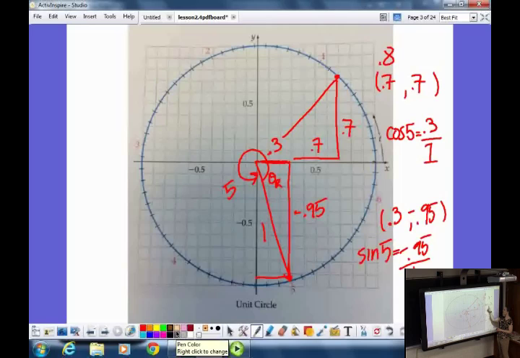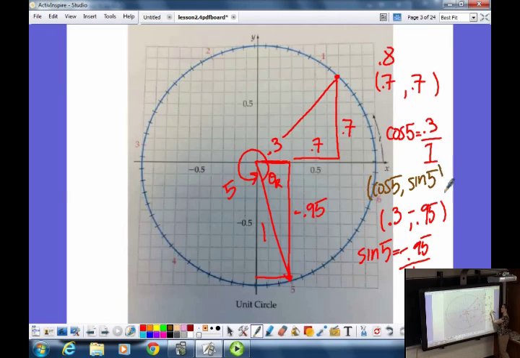What did we just find? What is equal to 3/10? Cosine of 5. Yeah, cosine of 5. So I can say cosine of 5, and then what's my y-coordinate now? Sine of 5.